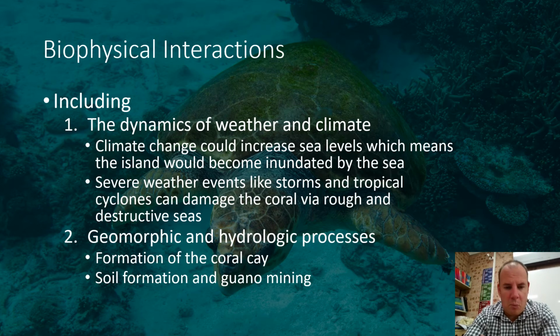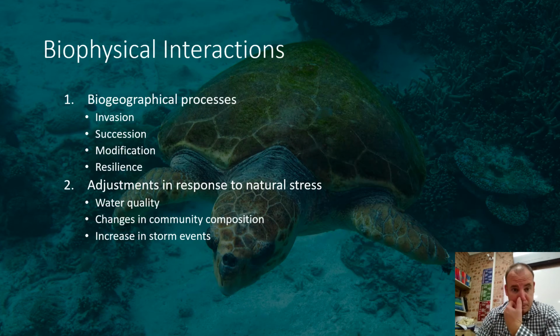So when we're talking about geomorphic and hydrological processes, we've got that movement of the water that brought all that debris of dead coral, and that built up to form an island. That island then has formed soil, which has then led to the formation of vegetation. We do have some shrubs and then trees as well. And then we had guano mining, which took away that level of soil.